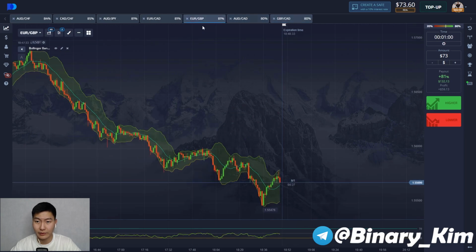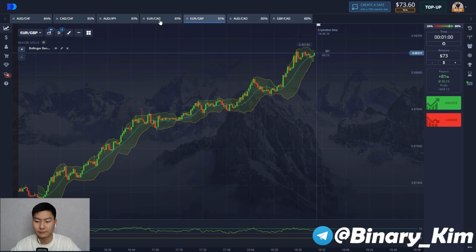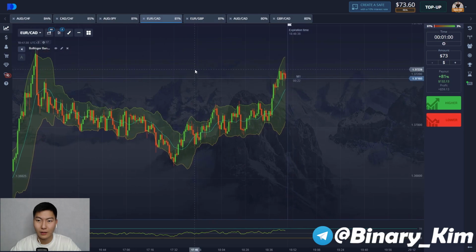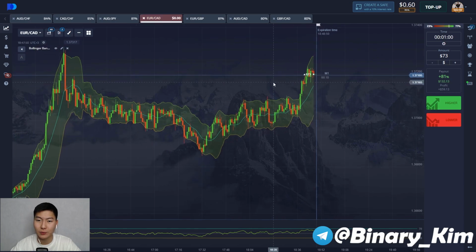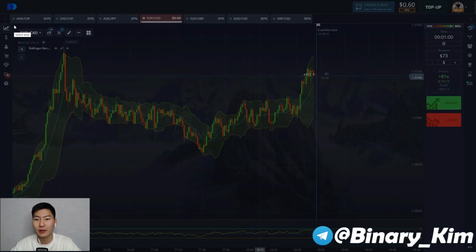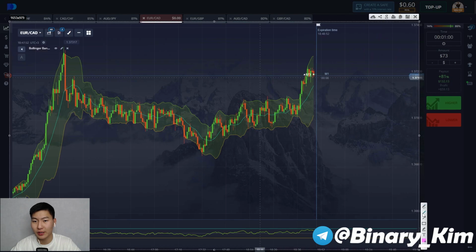Let's continue analyzing. Well, look, there was a touch of the upper boundary of the channel, which is a bearish signal, guys. But actually, the correction is happening here. That's why we better open a long position here. Let me explain it in more detail.